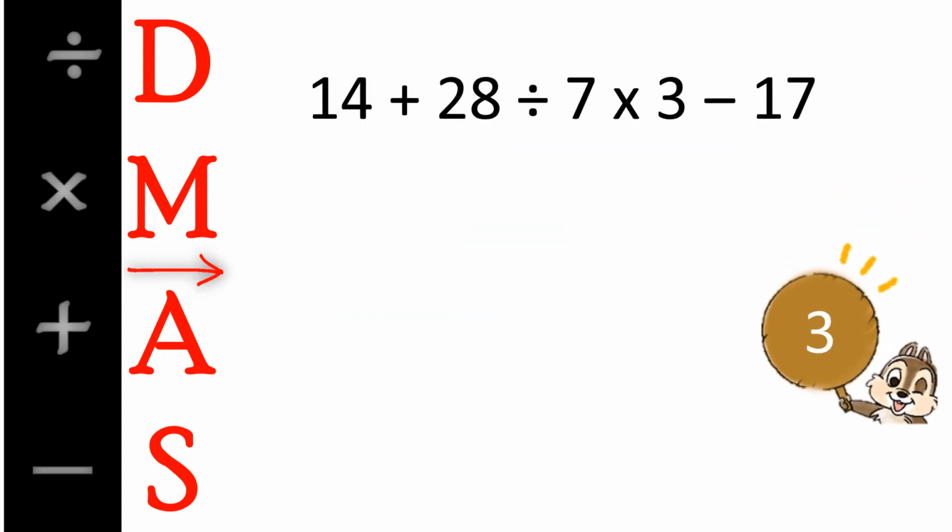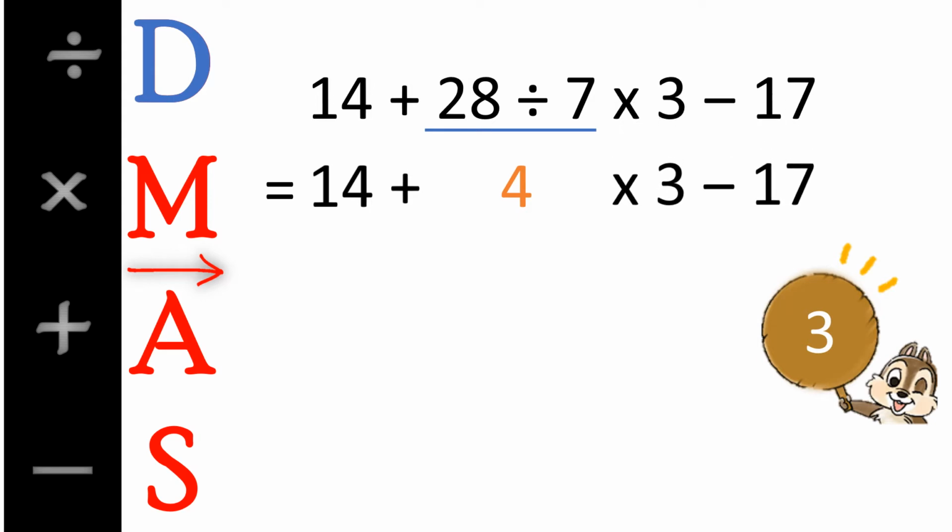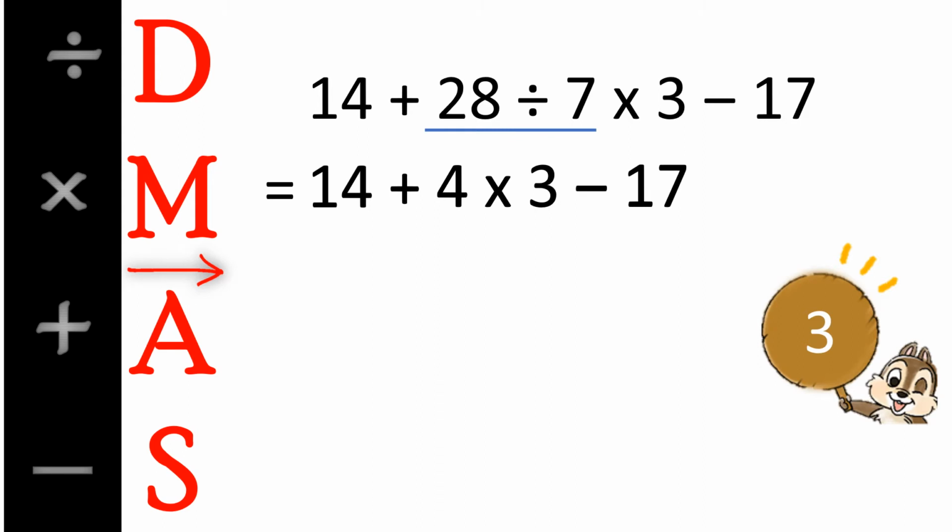Question number 3. 14 plus 28 divided by 7 multiplied by 3 minus 17. According to DMAS, let's begin with division. So write 14 and plus sign as it is. Then divide 28 by 7, we get 4. Then rewrite the expression as it is. That is multiply by 3 minus 17.